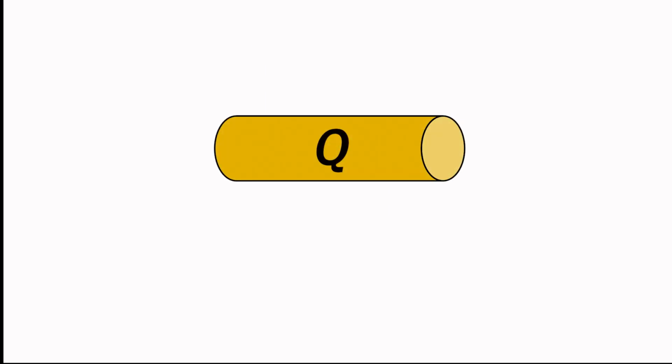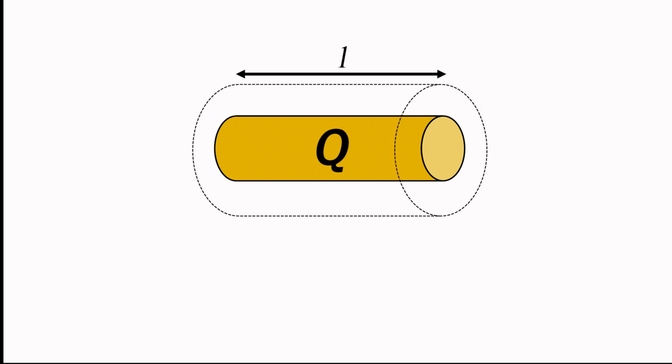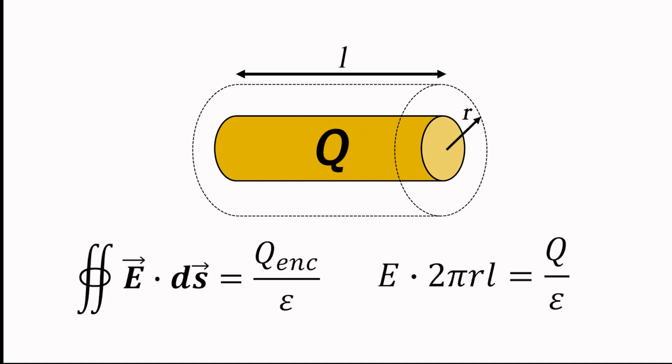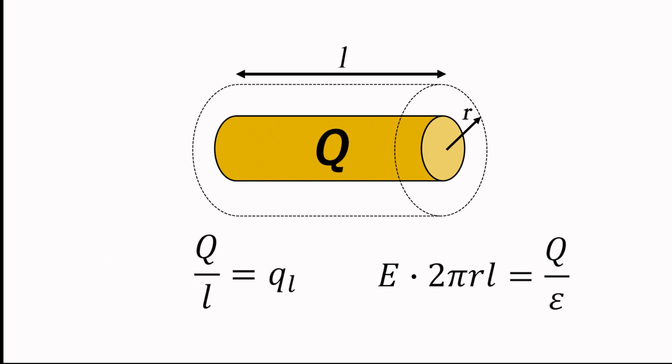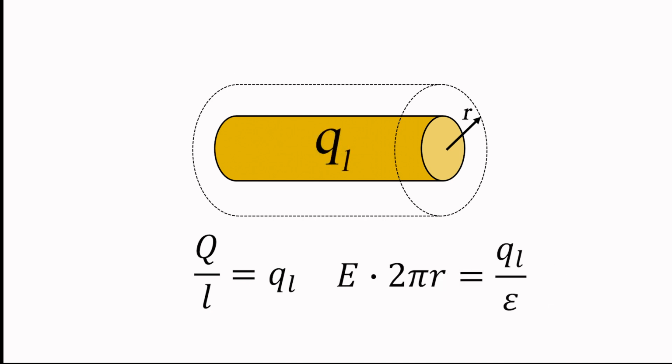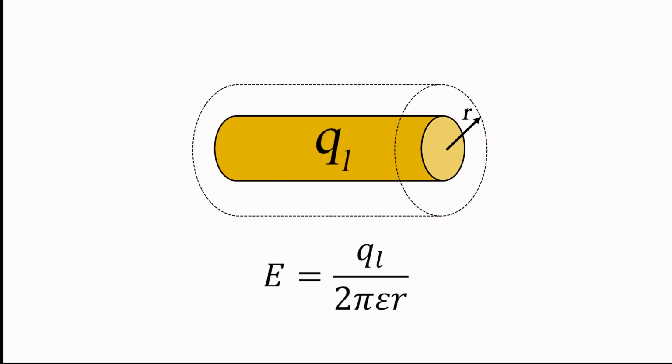It gets a bit more interesting and useful when we look at a long uniformly charged cylinder of length L. You might say it looks just a little bit like a wire. Now we define our surface to be a larger cylinder of radius r with the charged wire in the center, and our surface has an area of 2 pi r l. You might say it's starting to look just a tiny bit like a coaxial cable. The total charge divided by the length can be expressed as the charge per unit length, Q sub L. Solving for E gives the charge per unit length divided by 2 pi epsilon r.